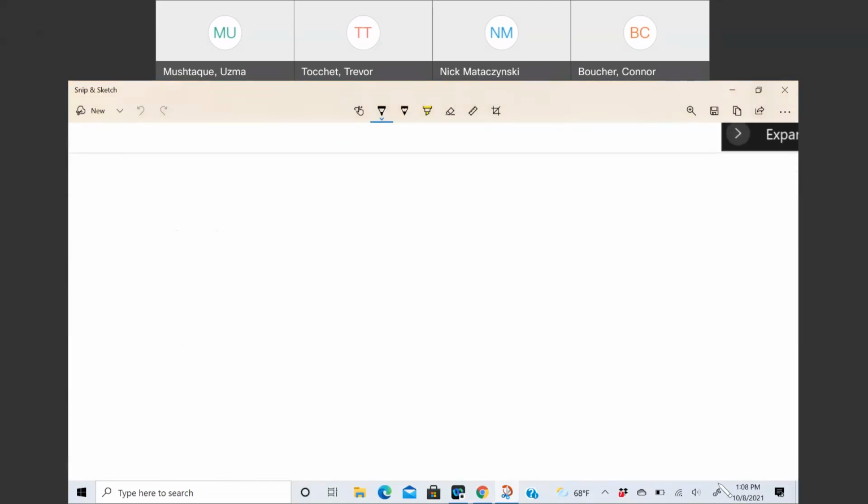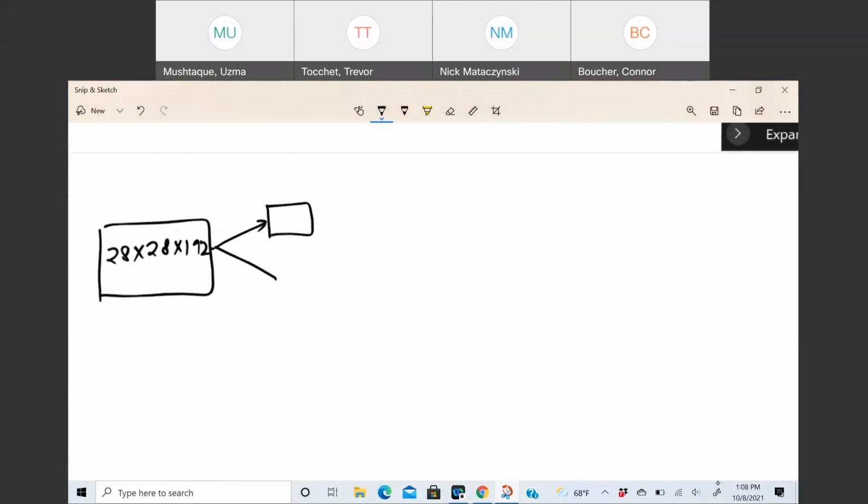So, I hope I'm drawing it right. If not, we can correct it. So, 28-by-28-by-192. And then what you'll do is you'll have these different 1-by-1 for the very reason that we just talked about, but different numbers, obviously, depending on what we are trying to do here. And let's say again, 1-by-1, I think 16, 96, and then you apply max pooling here.